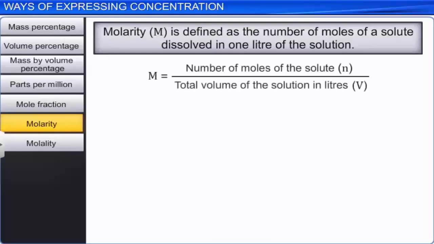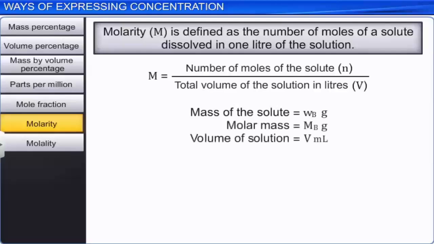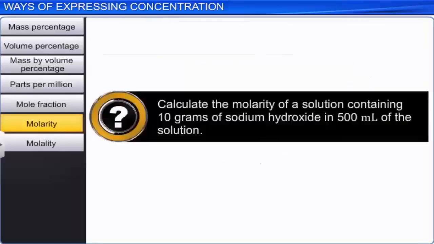If Wb grams of the solute of molar mass Mb is present in V milliliters of a given solution, then M is equal to Wb divided by molar mass Mb, multiplied by 1000 by V ml. Now let us solve a numerical problem on molarity. Calculate the molarity of a solution containing 10 grams of sodium hydroxide in 500 ml of the solution.